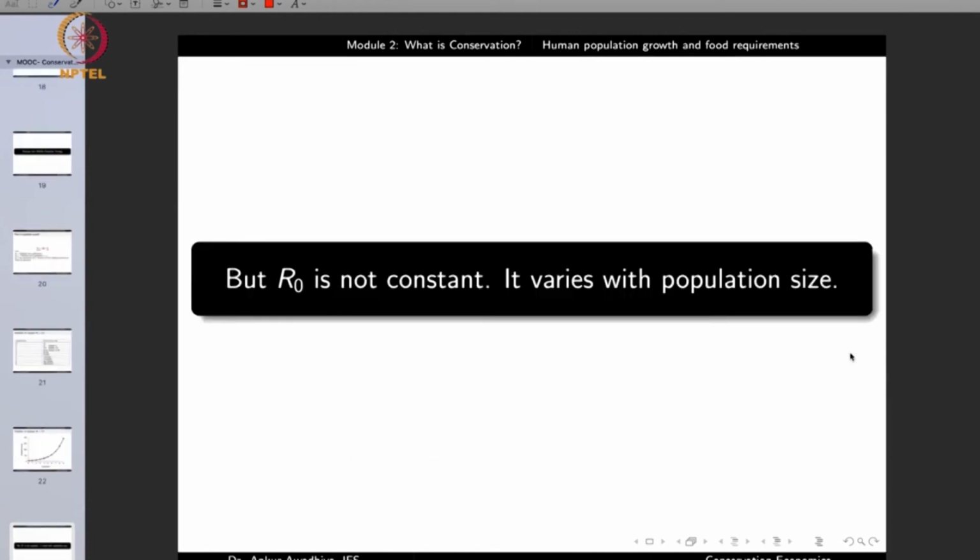So this is a theoretical model, but in practice, what we observe is that R naught is not constant; it varies with the population size. So a good way to understand this is by a thought experiment. Suppose there is an island and this island has plenty of food and absolutely no predators, and you leave two mice, a male and a female, on this island. Now these mice have plenty of resources. There is no dearth of food, there is no dearth of space because all the island is available for them. There are no predators to keep their population in check.